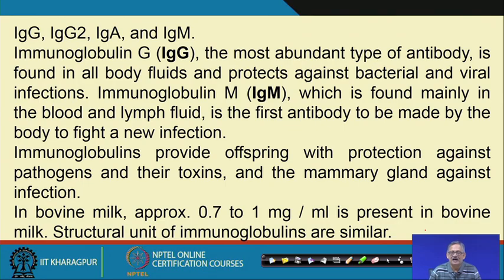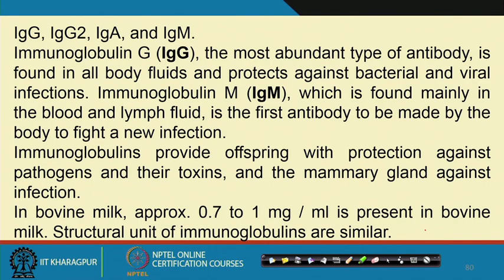of antibody and is found in all body fluids, and protects against bacterial and viral infections, right? Whatever body fluid we have, it is not only the blood. So, body fluids are also there. So, it is all IgG or immunoglobulin G, the abundant type of antibody present in the body and throughout the fluids of the body.